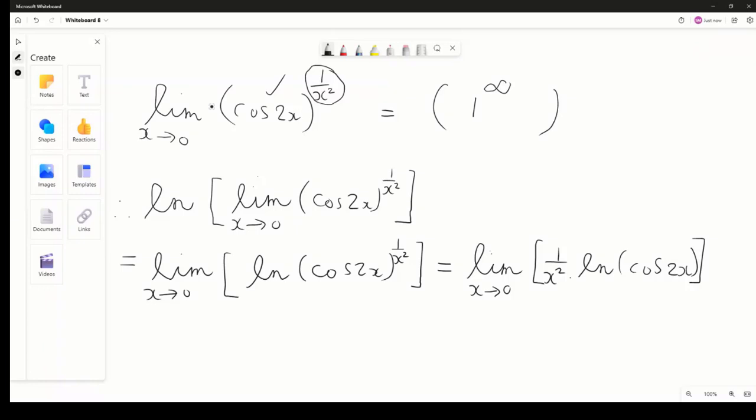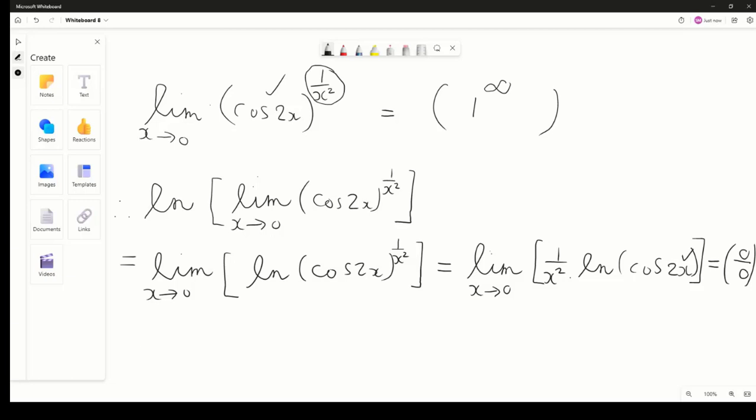Good. So now you can see that this is of the form 0 over 0. Well, let me just be careful there. If I make x 0 here, cos of 0 is 1, right? What is the ln of 1? It's 0. And then in the denominator, I've got x squared. Can you see that? It's 0 over 0. So now I can start doing my differentiation.